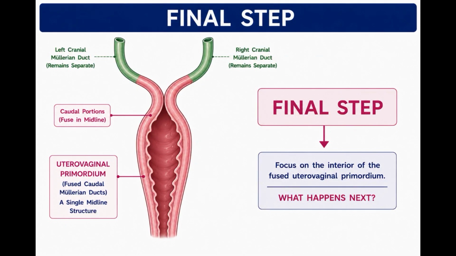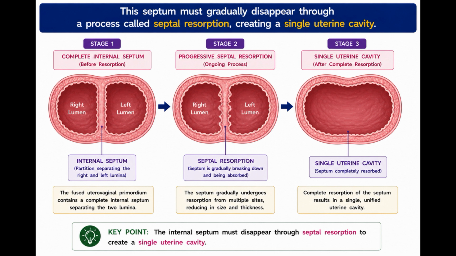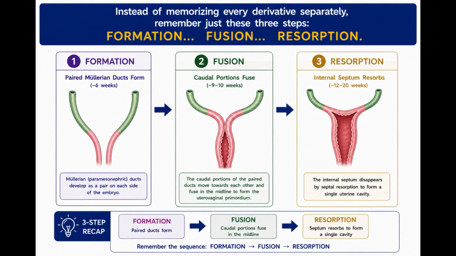There is one final step. Although the ducts have fused, a partition, or septum, still separates them internally. This septum must gradually disappear through a process called septal resorption, creating a single uterine cavity. Instead of memorizing every derivative separately, remember just these 3 steps: formation, fusion, resorption.